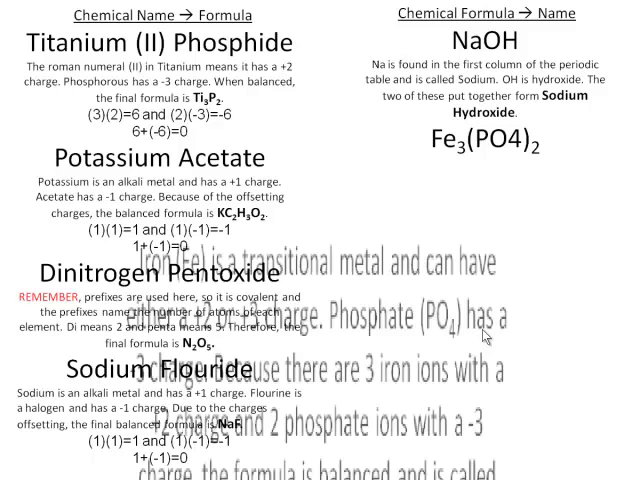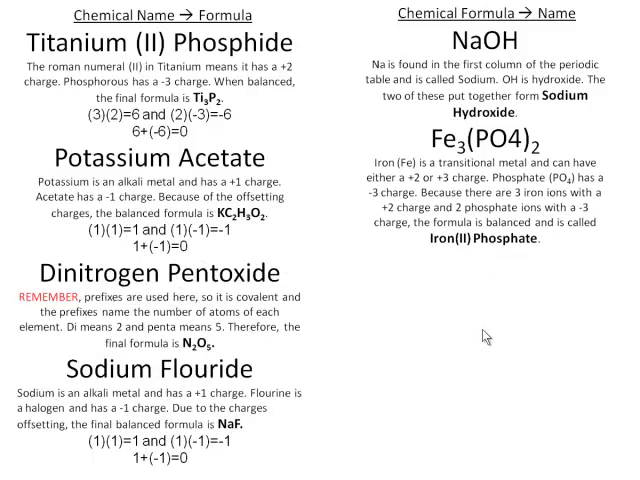Fe3(PO4)2. Now, iron, or Fe, is a transitional metal and can have either a +2 or +3 charge. Phosphate, PO4, has a -3 charge. Because there are 3 iron ions with a +2 charge and 2 phosphate ions with a -3 charge, the formula is balanced and is called iron 2 phosphate. Notice how I have the 2 in parentheses using Roman numerals. This is because iron is a transitional metal and the stock system must be used here because it could have a +2 or +3 charge.